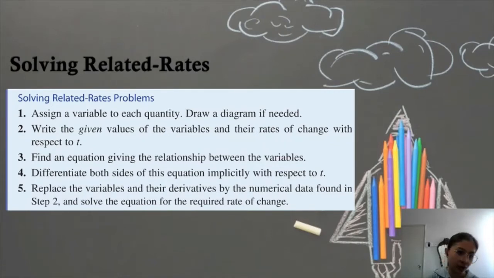Fourth, differentiate both sides of this equation implicitly with respect to t. Fifth, replace the variables and their derivatives by the numerical data found in step 2 and solve the equation for the required rate of change.